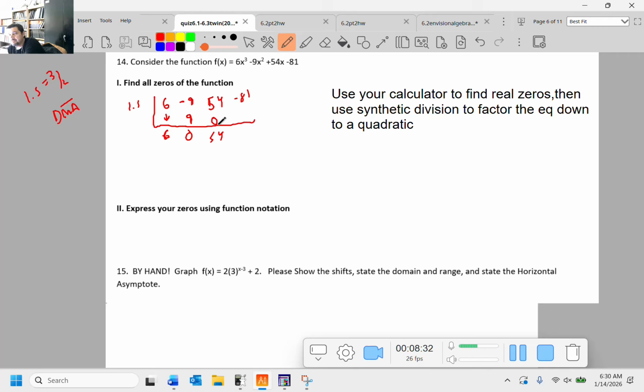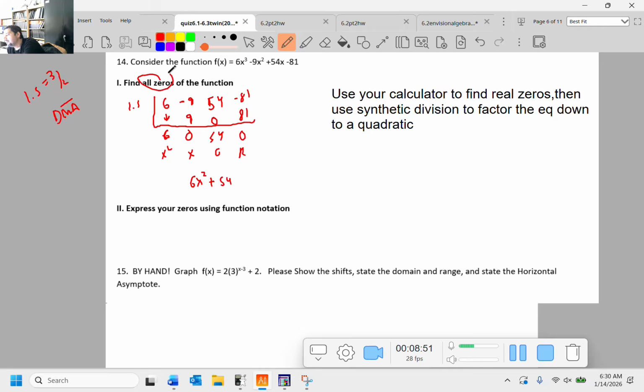So you got 1 times 54, which is 54, and the half, which is 27. You put them together, you get 81. And you add and you get a 0. Now, I actually get to stop on this one because this is a quadratic. This is the remainder, the constant, the x, and the x squared. So I am left with 6x squared plus 54.